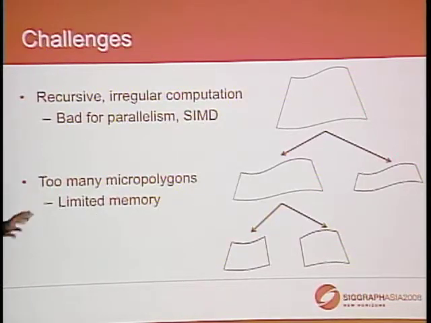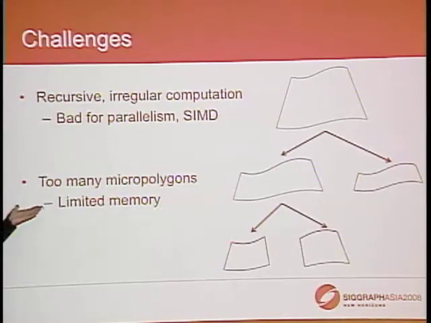The other problem is that one of the nice things about OpenGL is you can have fairly big triangles, and you have just one triangle structure that covers lots of pixels. When you divide everything down into these little tiny micropolygons, that's just an enormous amount of memory.